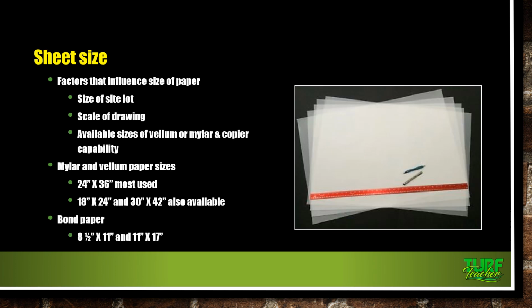Sheet size, guys, it depends on a lot. Depends on the size of the lot, the scale of the drawing, available sizes of vellum or Mylar, and the copier. Most preferred sizes would be 24 by 36. That's mostly used. And then you do occasionally use 18 by 24, or the 30 by 42 sheets are sometimes also available. Bond paper, the 8.5 by 11 or the 11 by 17, is just your copy paper. And there's nothing wrong with doing that. And guys, if you've got a client that you've been working for years, a simple graph paper may be all you need to do to get your point across. You've already built that trust, and that's okay.